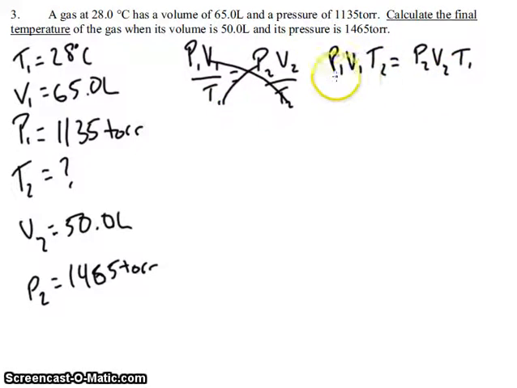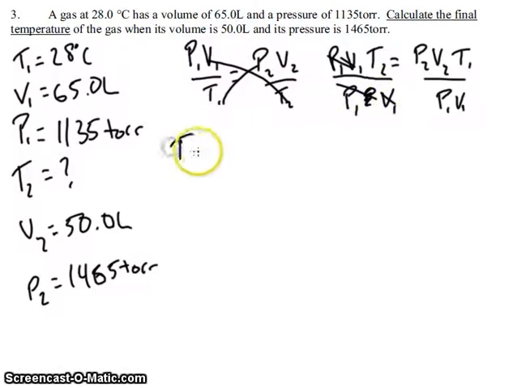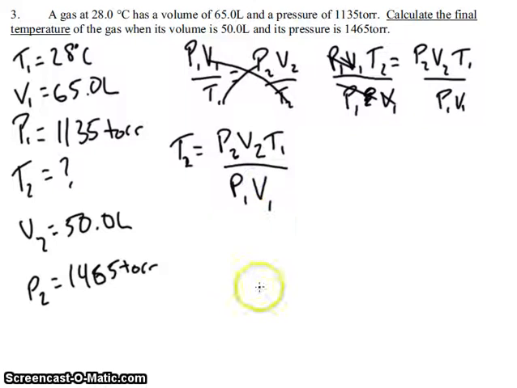Now I'm looking for T2, so I've got to undo what's being done to T2. I can't write and talk at the same time. Thought I could. So we're just going to divide each side by P1 V1, and they're going to cancel over here. So I'm just going to rewrite that equation down here. T2 is equal to P2 V2 T1 over P1 V1. And we're ready to plug some numbers in here.